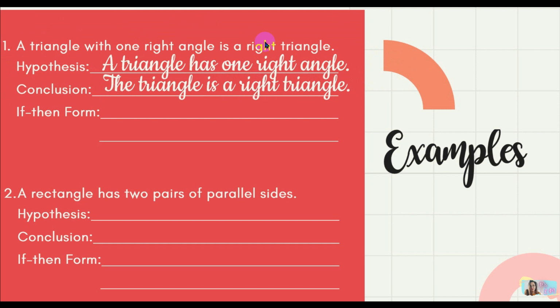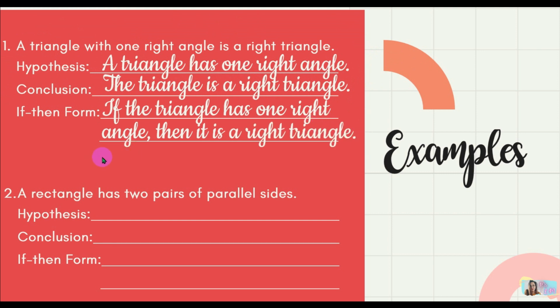So, hypothesis conclusion, identify na natin, we can form the if-then form. If the triangle or if a triangle has one right angle, then it is a right triangle. So, from here, a triangle with one right angle is a right triangle magiging if a triangle or if the triangle has one right angle, then it is a right triangle.